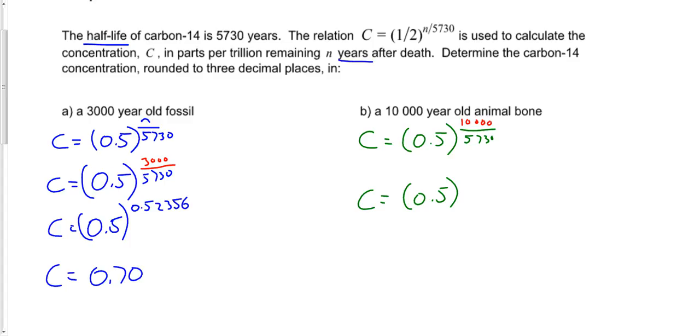That's going to give me approximately 1.7452. Okay, so I'm going to take my base of 0.5, raise it to the exponent 1.7452, and that's going to give me approximately 0.3. Okay, so in my half-life, my concentration in part A is down to 0.7 or 70%, and in part B, my concentration has dropped down to 0.3 or 30%.